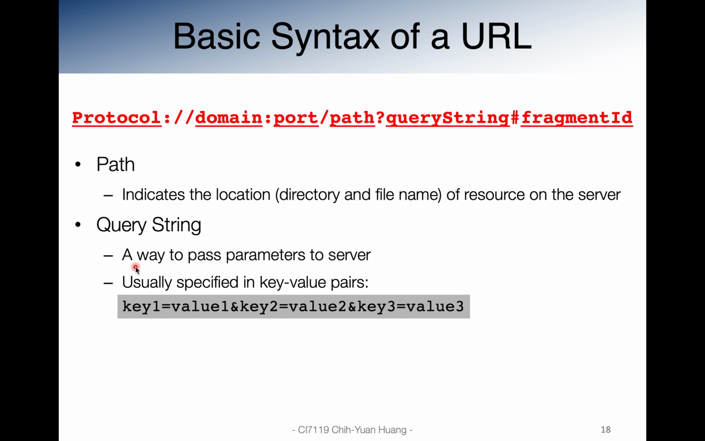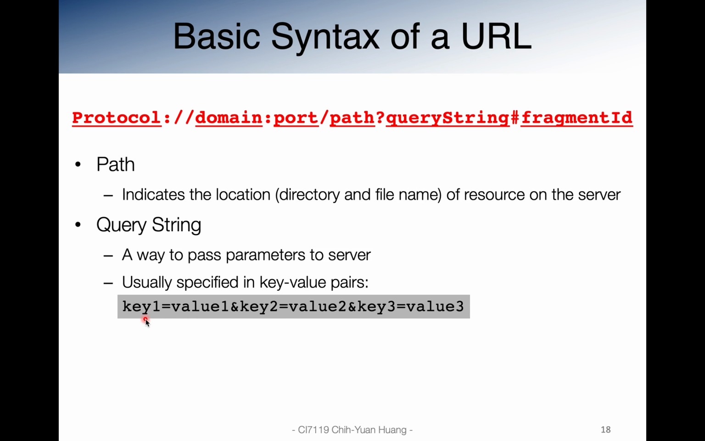So basically, like I said, it serves as a way to pass parameters to servers. And usually, the query string is specified in the key value pairs format. So for example, key 1 equals value 1, and notice that if you have multiple key value pairs, then you need the ampersand sign over here, and key 2 equals value 2, and key 3 equals value 3. So basically, you can have a lot of key value pairs that specify different parameters and different values that you want to forward to the server.